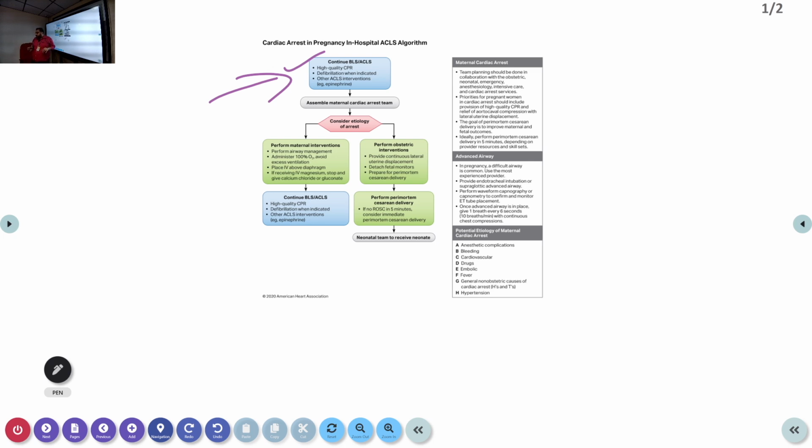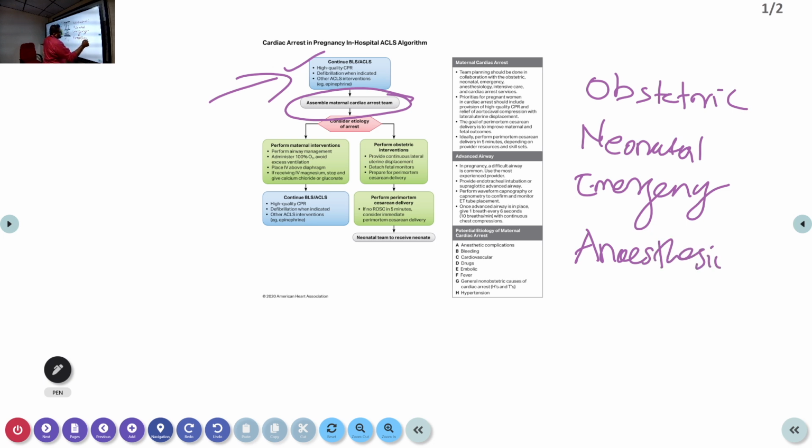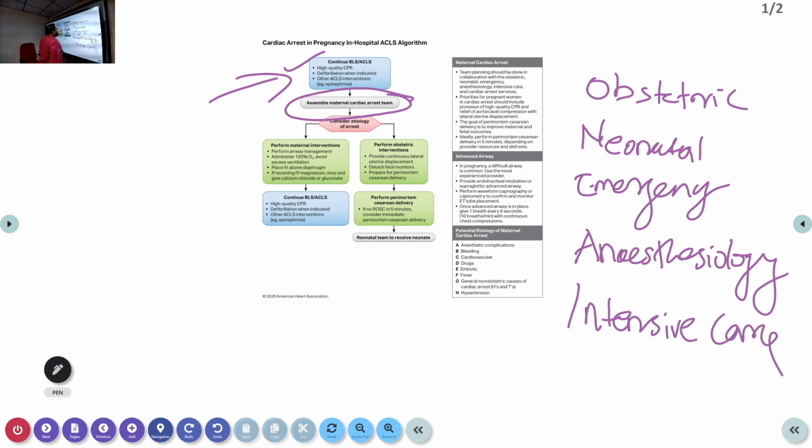So it should be a multidisciplinary team, and a maternal cardiac arrest team should be assembled, which comprises basically an obstetrician. Obstetrician means who is taking care of the delivery, gynecologist, we can say obstetrician. Then we should have a neonatal specialist, so neonatologist or a pediatric specialist, and we should have an emergency specialist taking care of the resuscitation, and an anesthesiologist, very important, because sometimes airway difficulties can be there. So we need to have an expert who can take care of the airway, and maybe an intensive care person also. So these are the additional team members that we might require depending upon the situation.